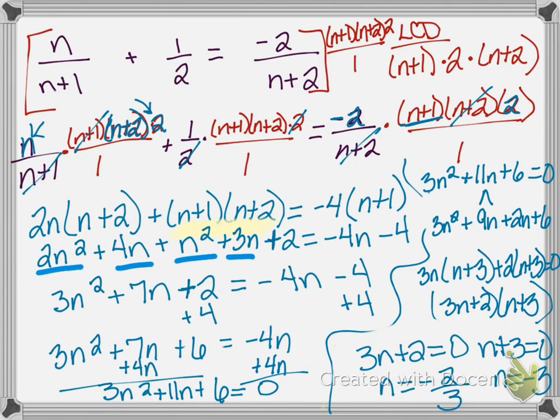Okay, so n plus 3 equals 0. So I get n equals negative 3. 3n plus 2 equals 0. I subtract 2 from both sides. Then I divide by 3. So n can be negative 2 over 3, or n can be negative 3. Are either one of those values undefined? No, neither are undefined, so both of those are our answer. Okay? Practice, practice, practice.